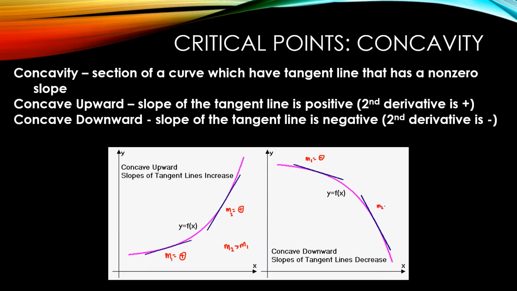Whereas in this case, let's just say slope number 1 is negative. Slope number 2 is also negative. Now, which is more negative? Slope number 2 is more negative, less than slope number 1. Therefore, it's decreasing. So this is basically the definition of increasing and decreasing function. You'll notice here that a curve is considered concave upwards if the slope of the tangent line is positive, and concave downwards if the slope is negative.